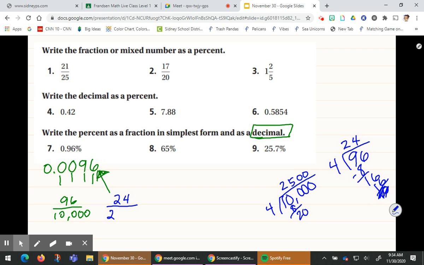Oh man, we should have divided it by 6. Can we divide 24 in half again? Yeah. And can we divide 2,500 in half as well? Yeah. By 5. They're not both divisible by 5.